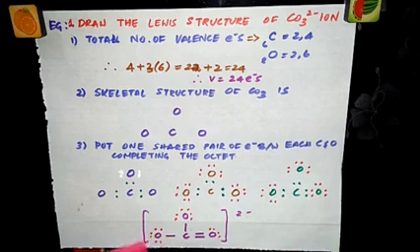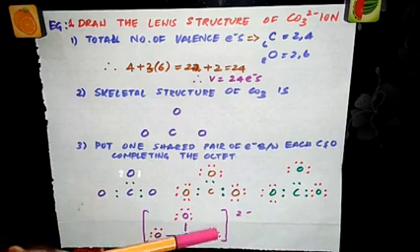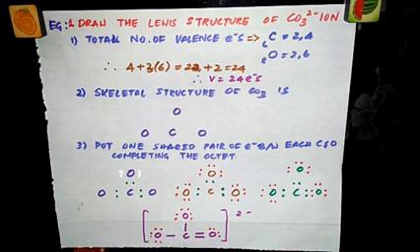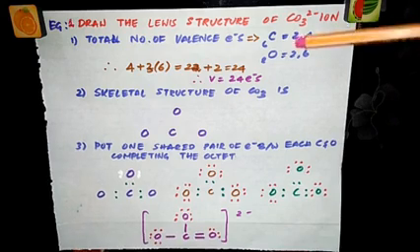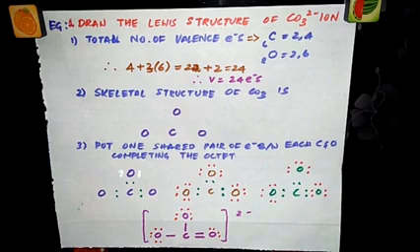Now check: 1, 2, 3, 4, 5, 6, 7, 8, 9, 10, 11, 12, 13, 14, 15, 16 unshared electrons are there. And this is the Lewis structure for CO3, but you have CO3 2 minus. So put a bracket here and put this 2 minus here. So this is the complete Lewis structure of CO3 2 minus.